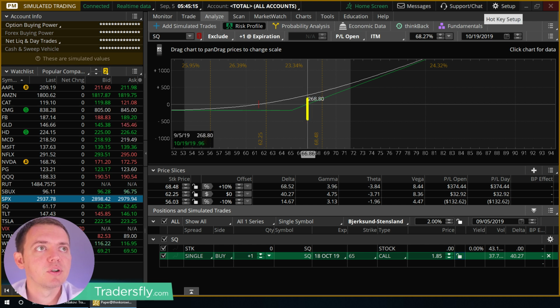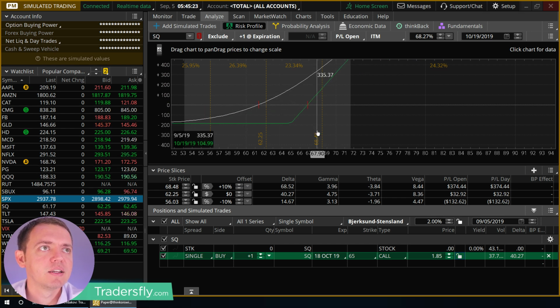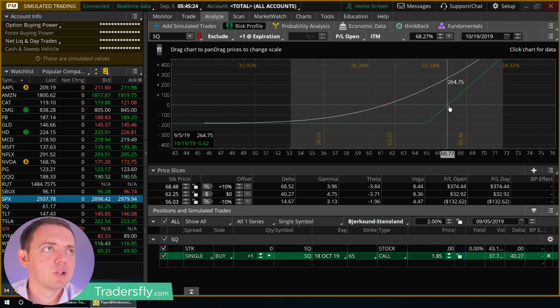In fact, up until this point, okay, because here's your zero line. If I zoom in, you'll be able to see that. Okay, there is our zero line right there. So it's got to go up way past that. In our case right now, stock price is 62. It's got to go past 66 at expiration for us to kind of make money.